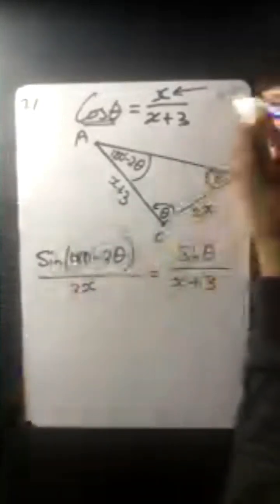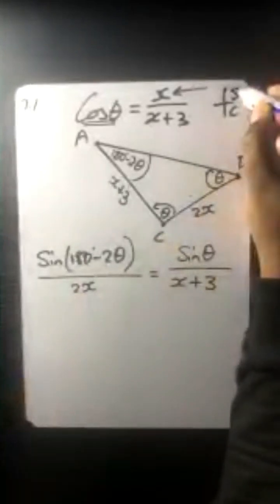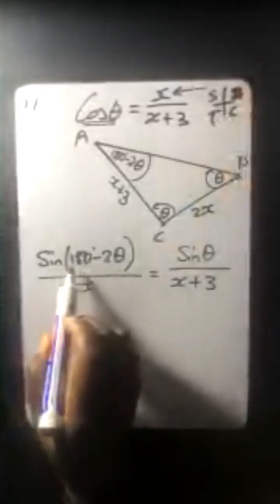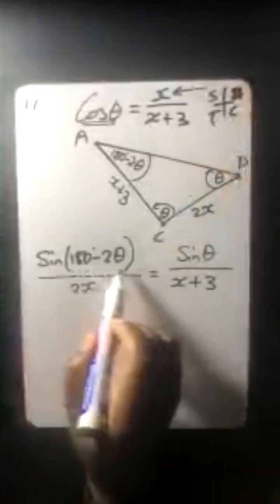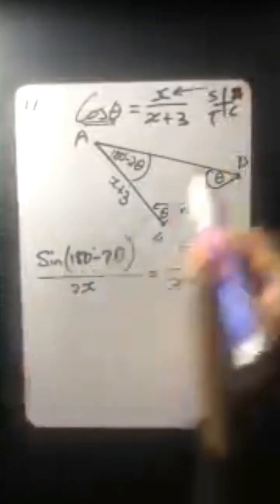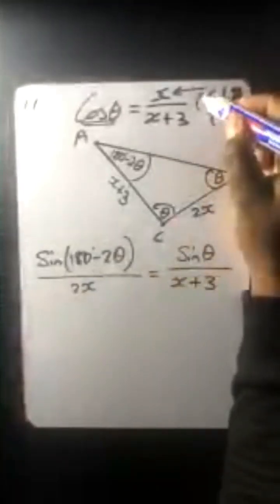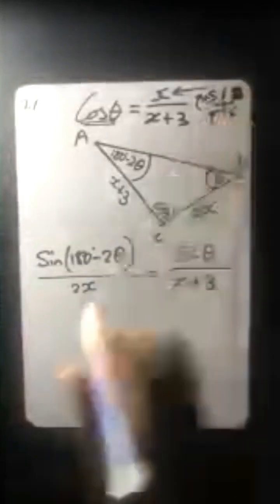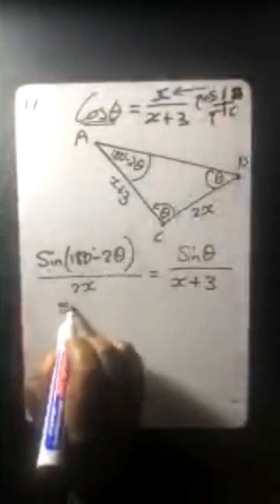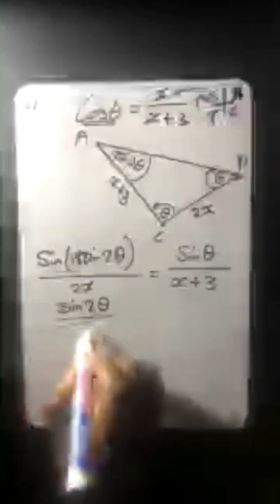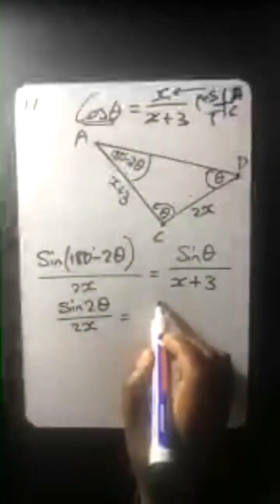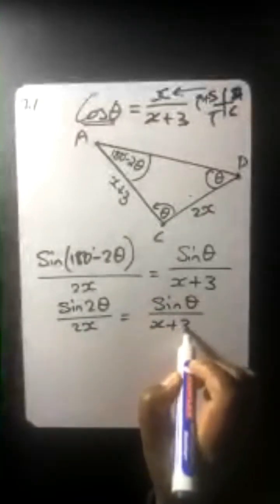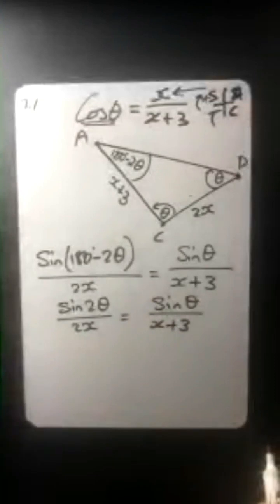But wait, I noticed something there. The CAST diagram. This thing is a reduction formula, honorable members. 180 minus takes you back to that quadrant where sine is positive. So this is actually the same as sine of 2 theta over 2x. This one, you can't do anything to that. It just remains as it is.